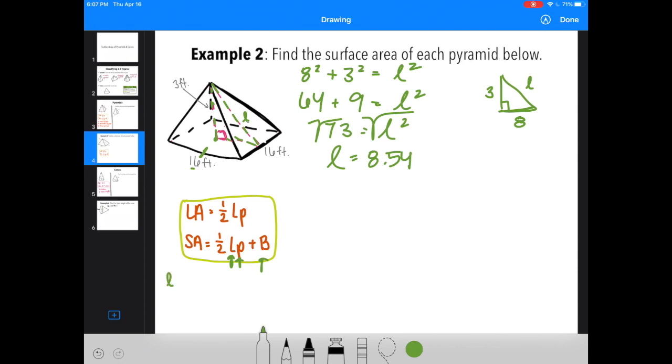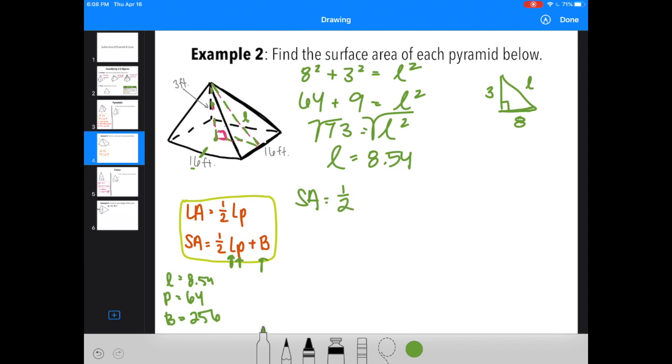All right. Now that I have my slant height, I got my L. I'm going to rewrite this down here so I have some room. What is my P? What's my perimeter? 16 plus 16 plus 16 plus 16, which equals 64. And then I need my base area, so 16 times 16 to give me 256.